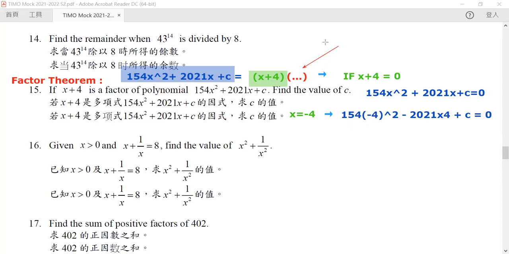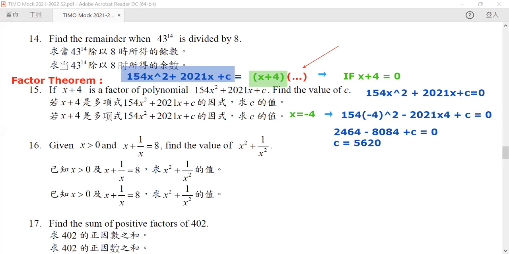And the factor theorem will tell you that the first term will be equal to 154 times 16, which is equal to 2464. And then the next term will be -8184, and then plus c is equal to 0. So after rearrangement, we know that c must be equal to 5620. Okay, so our answer is 5620.